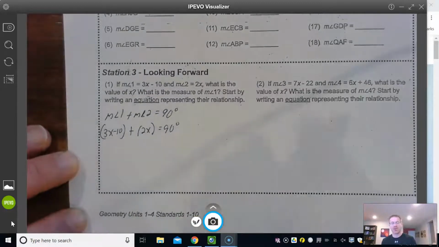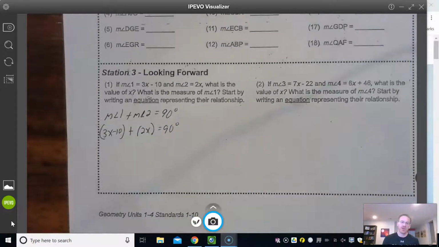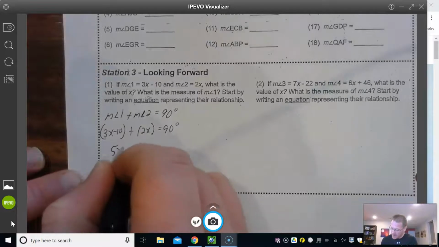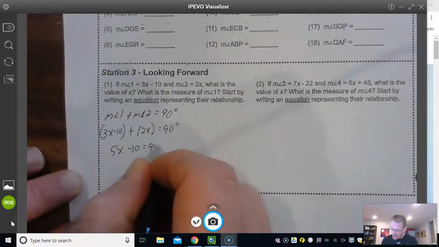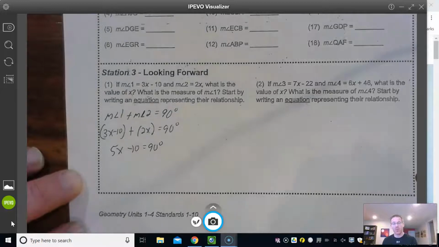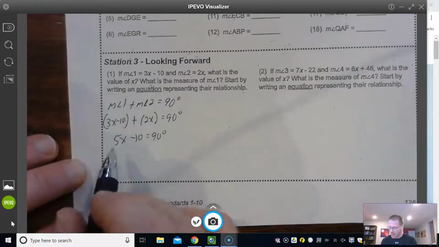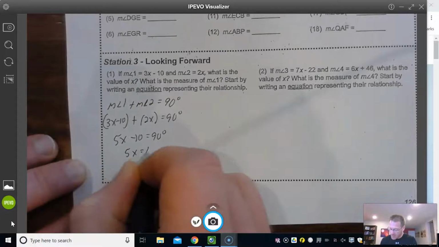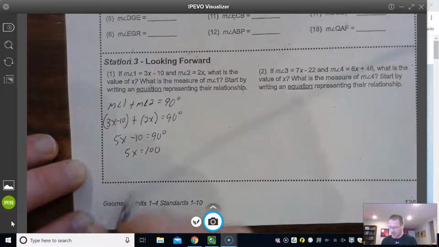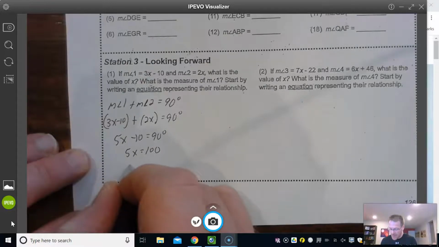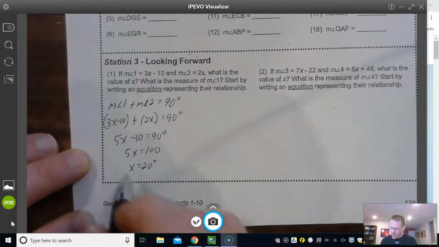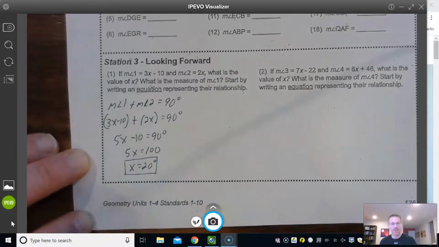And then what you see here is this really forms what you did a ton in Algebra 1, just solving simple equations, right? So now if I look, 3x plus 2x would be 5x, and then I have plus 10 equals 90 degrees. Then we can go through and solve for our equation here. So we know that 5x has to equal 80, and then if I divide both sides by 5, x has to equal 16. Notice this is what is the value of x? So we know x is 16.